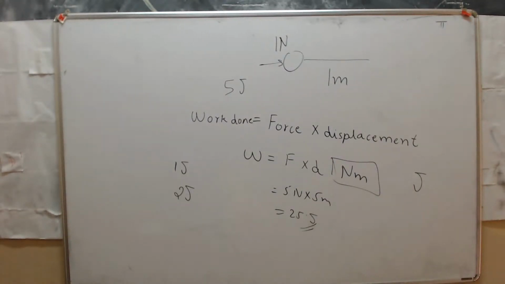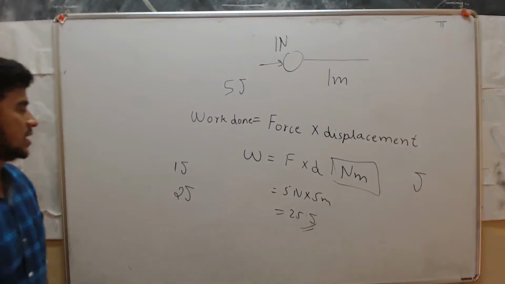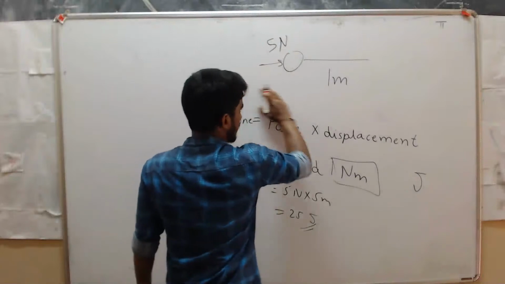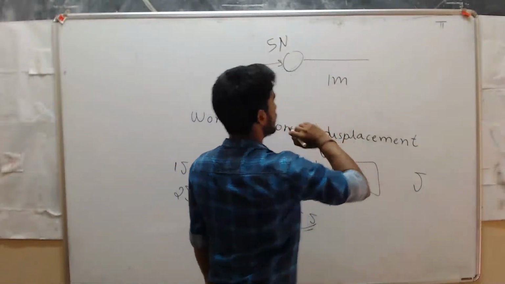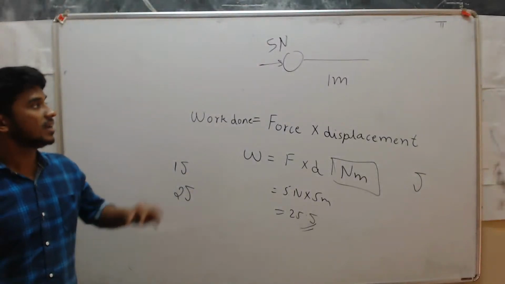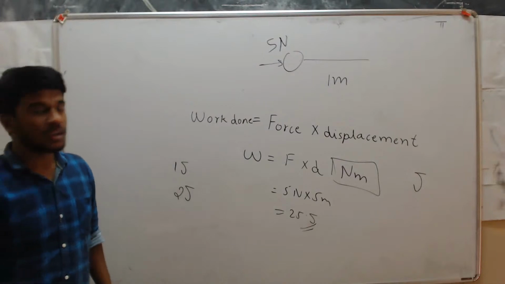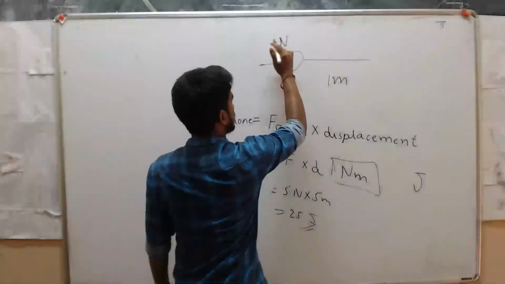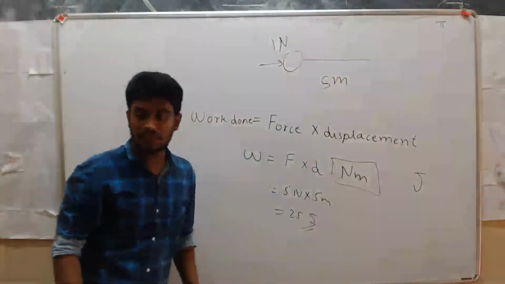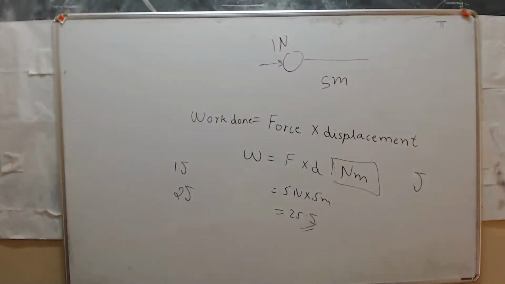If 1 Newton of force is applied on an object and it covers 5 meter, yes, now the answer is correct. Yes, 5 Newton with 1 meter displacement, even that is also correct. See here, if you apply 5 Newton force and the object covers 1 meter distance, then we can say that 5 joule of work is done. Or if you apply 1 Newton force and it covers 5 meter distance, then also we can say that 5 joule of work is done.